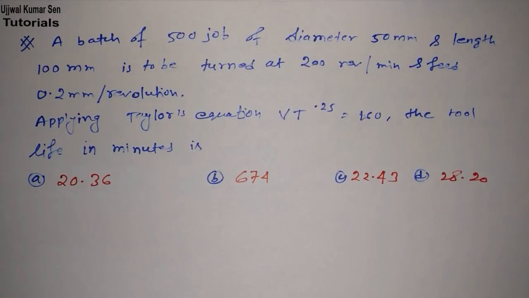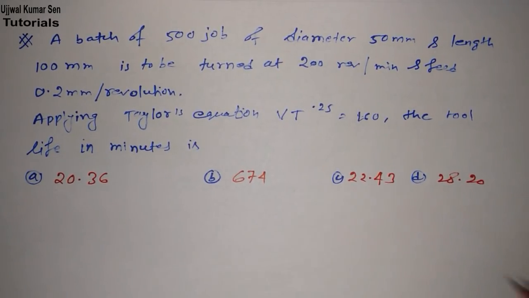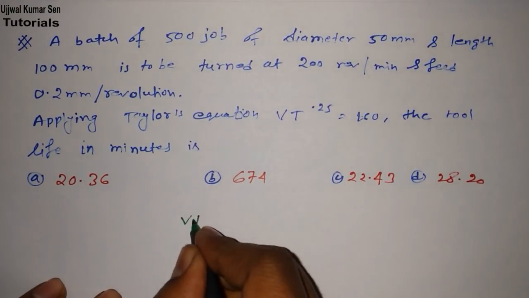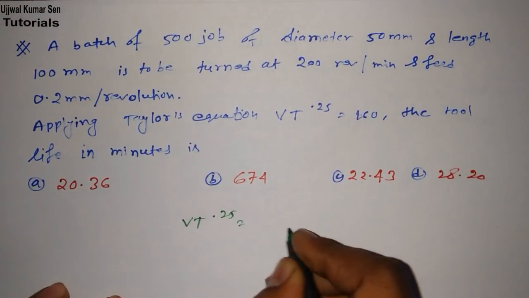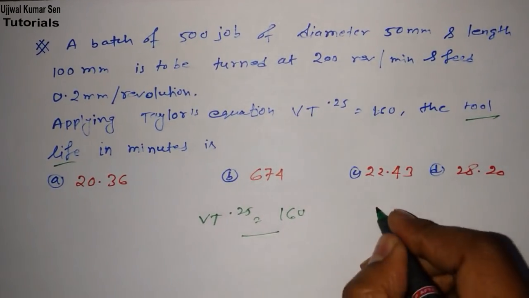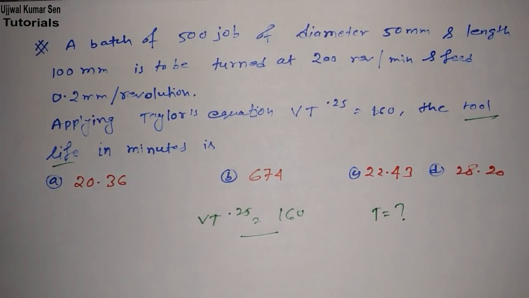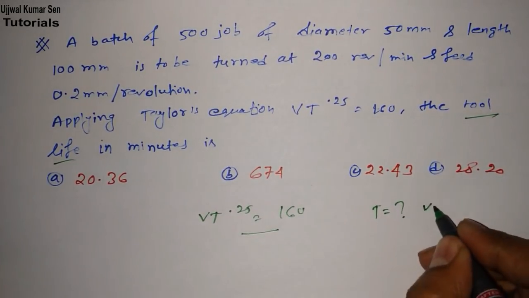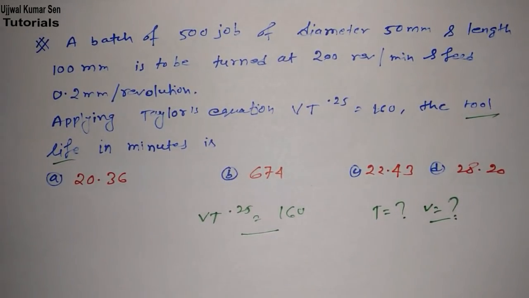Now, what we have given in this question, applying Taylor's tool life equation, is V t to the power 0.25 equal to 160. I have to find out tool life, that is T. Everything is given, so I just have to find out V.